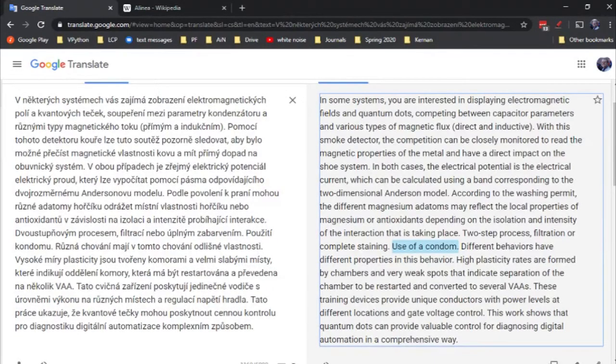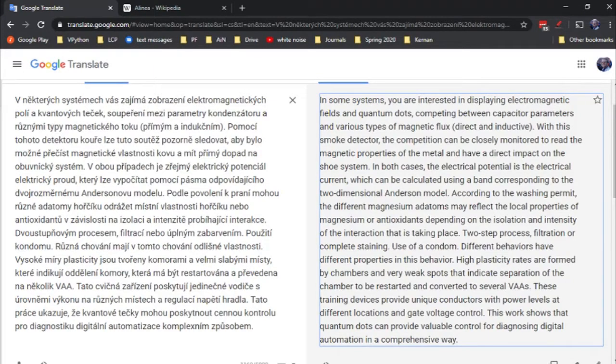Oh my goodness. Two-step process, filtration, yes, which is what a condom does, or complete staining. Also, sometimes it happens involving condoms. Different behaviors have different properties in this behavior. Oh good, different behaviors have different properties in this behavior. High plasticity. Again, going back to condoms. High plasticity rates are formed by chambers and very weak spots that indicate separation of the chamber to be restarted and converted to several vas.